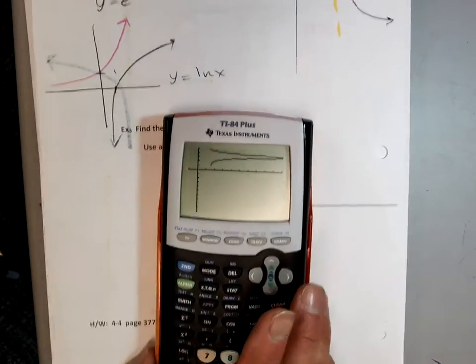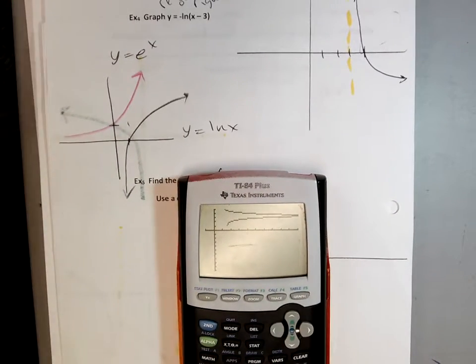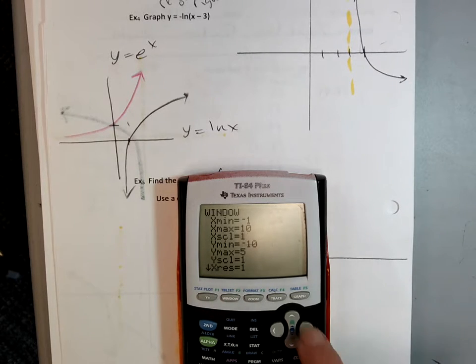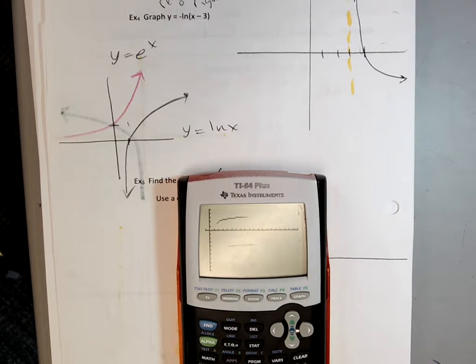So in my calculator, I need to see more, okay? I'm going to go a little further this way, so I'm going to go to my window and change my x max maybe to, gosh, 20. You okay at 20? Let's see what happens. Awesome.